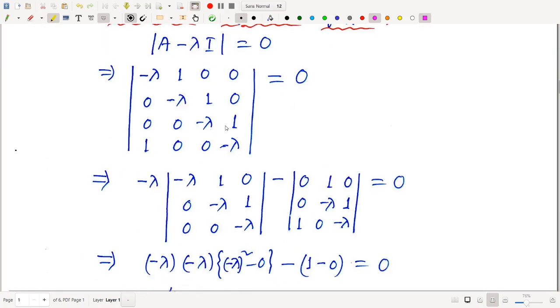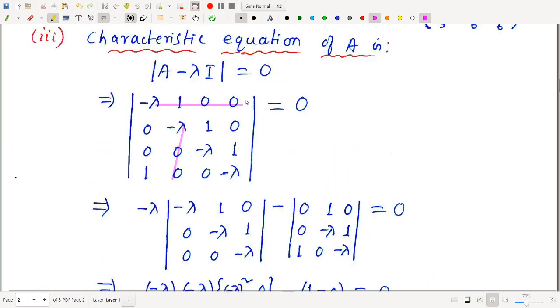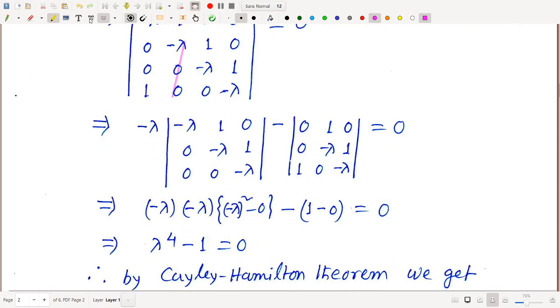Now we expand this 4 by 4 determinant. Minus lambda into this; if we omit this line, this part remains. This is the lower order, third order determinant. Then minus 1 into, here minus 1. For the second part, we omit this row and this column, so what we get is 0 0 1, 1 minus lambda 0, 0 1 minus lambda, and the rest two elements are 0. So this is the expansion of the determinant.